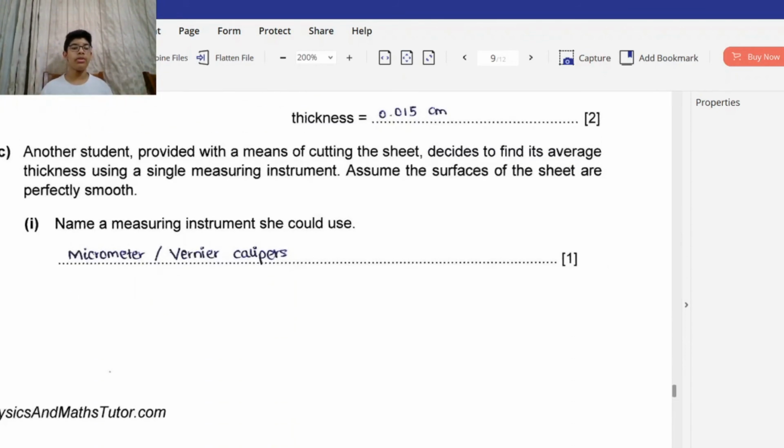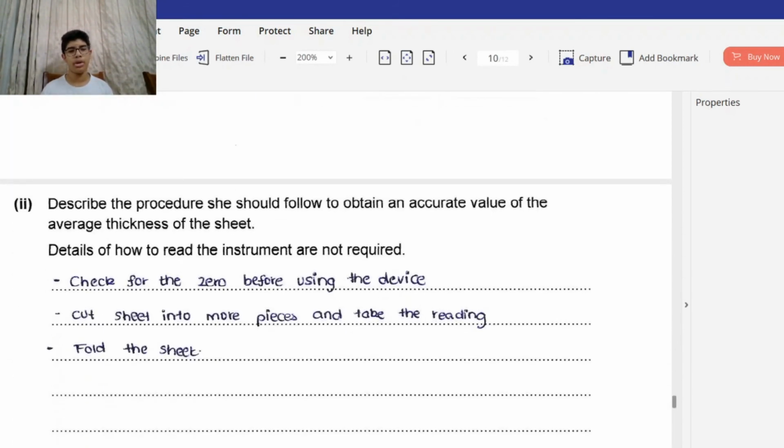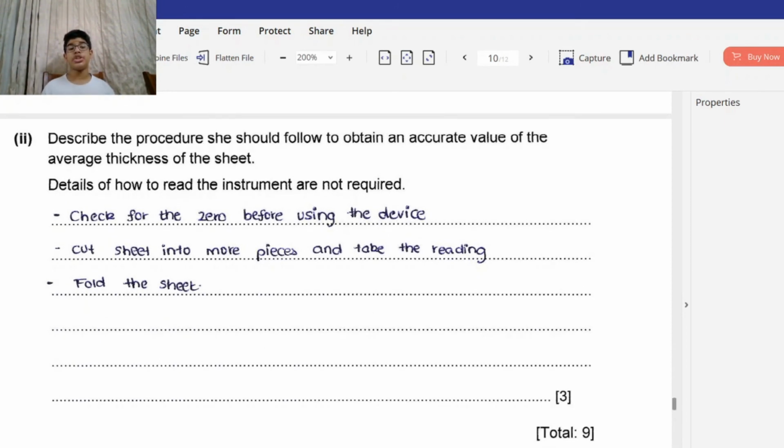Quite small. Another student, provided with a means of cutting the sheet, decides to find its average thickness using a single measuring instrument. Assume the surfaces of the sheet are perfectly smooth. So you could use a micrometer or vernier calipers or digital calipers. Whatever you want to write, it's a 1 mark question. Describe the procedure she should follow to obtain an accurate value of the average thickness of this sheet. Details of how to read the instrument are not required.